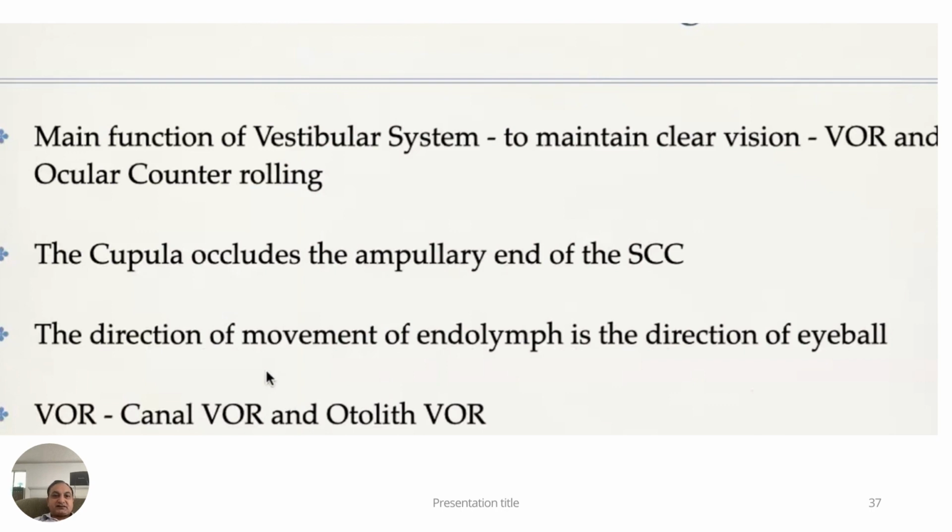So the main function of the vestibular system is for the VOR reflex, the vestibulo-ocular reflex. The cupula basically occludes the ampulla of the superior semicircular canal. The fluid can move only in one direction. Fluid cannot go beyond the cupula. The direction of the endolymph is in the direction of the movement of the eyeball, and there is the canal VOR and the otolith-associated VOR, which is utricle and saccule associated. So this is the basic concept of the vestibular system. From here we can go on to the next topic.